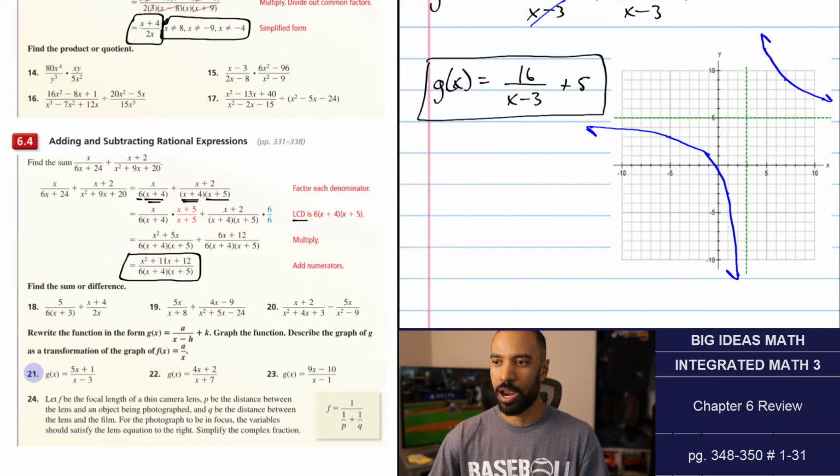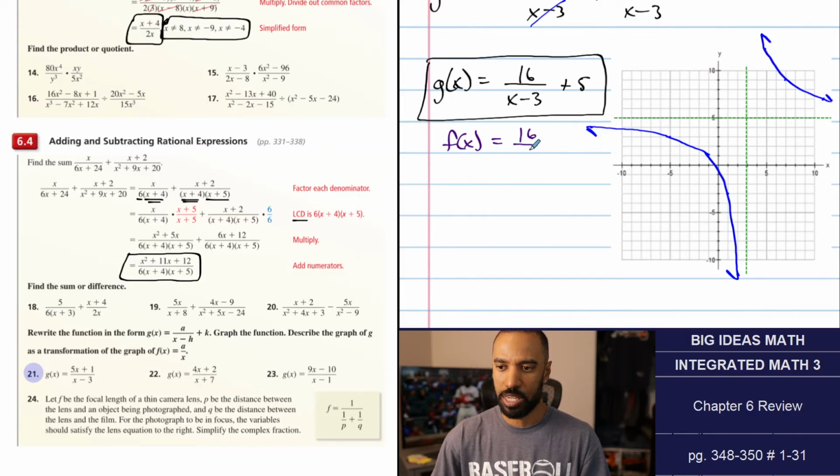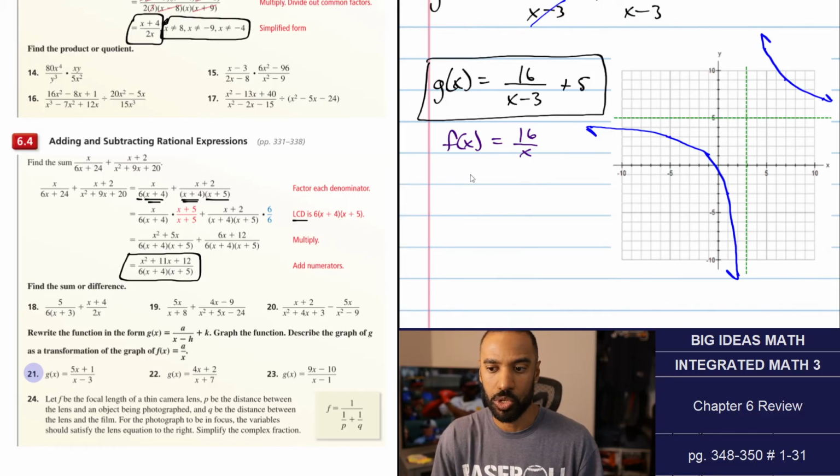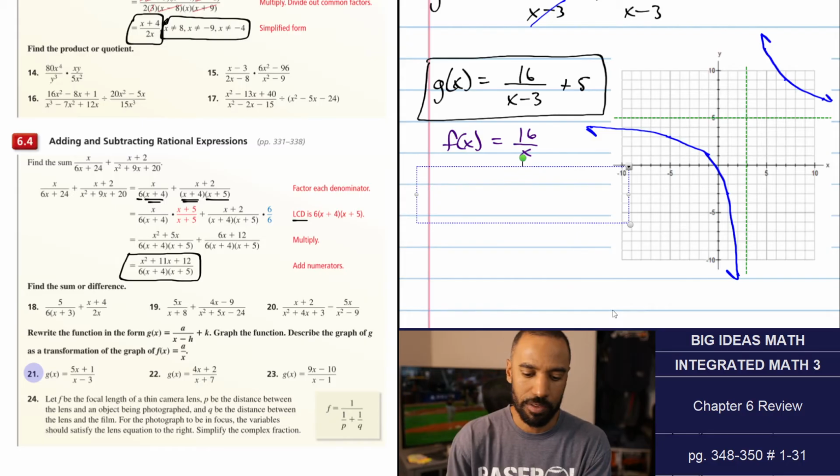Now what they want to do is compare this to the graph f of x equals 16 over x. Basically keep the same a value and compare the two. All there is, and you're going to see this in every problem here, is just a translation. The graph of g is a translation of f.